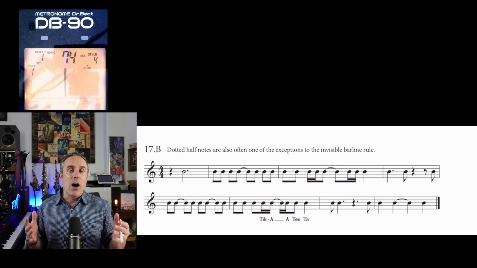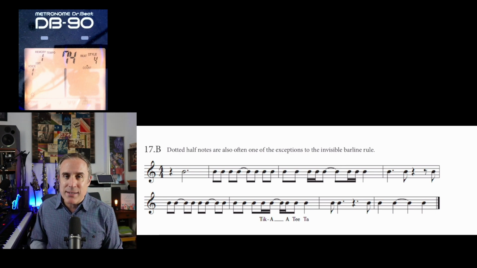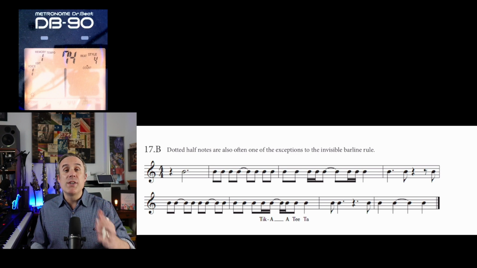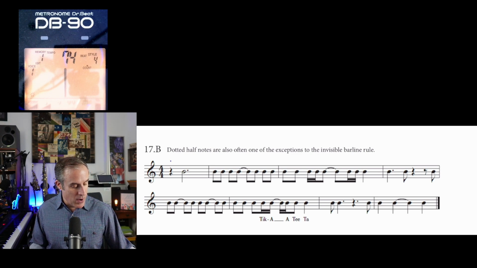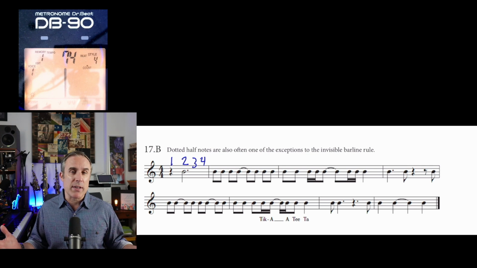But let's face it, a dotted half note is pretty easy to see and pretty easy to understand even for beginning musicians when you see them enter in a 4/4 measure, which is exactly what's happening in measure 1 of exercise 17B. Check this out. We've got a quarter rest on beat 1, then we've got a dotted half note coming in on beat 2 and lasting for 3 beats, right? So it happens all the time in 4/4.